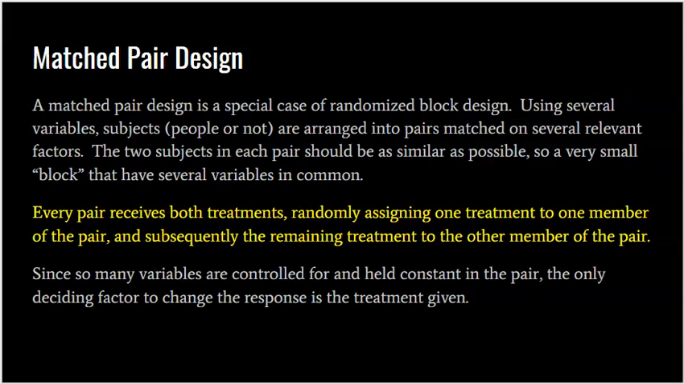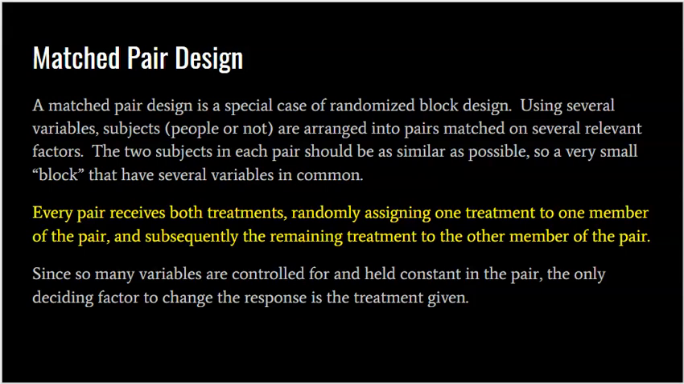Technically, a matched pair design is a special case of randomized block design. So some people might not list matched pairs as a third design. They kind of lump it in with blocking, but I think of it as a third design because it is so specialized. Here, we use several variables. Subjects, people or not, are arranged into pairs matched on several relevant factors. So you make pairs with your subjects, and you pair people together based on several matching factors.